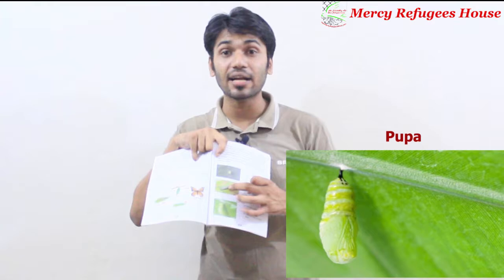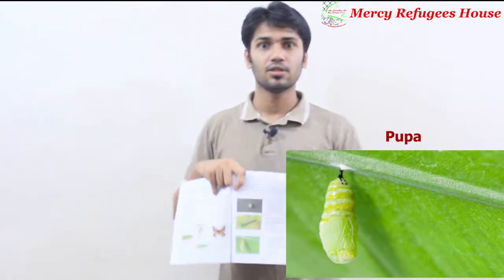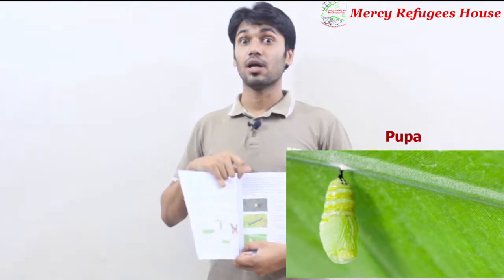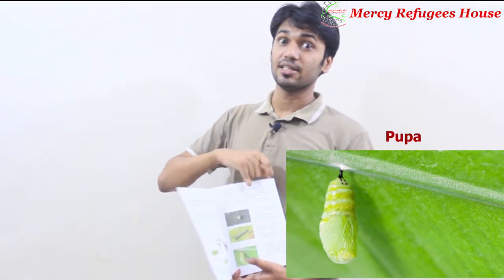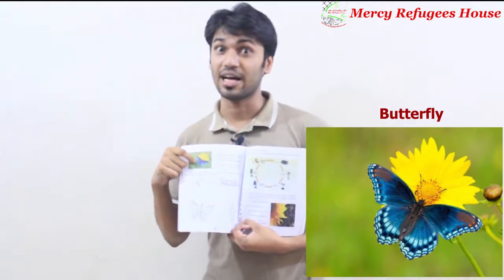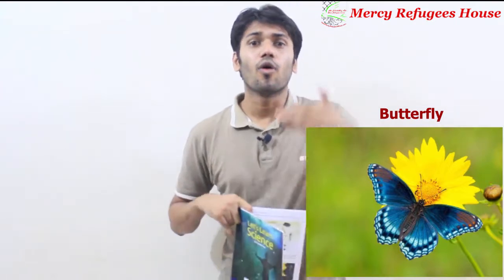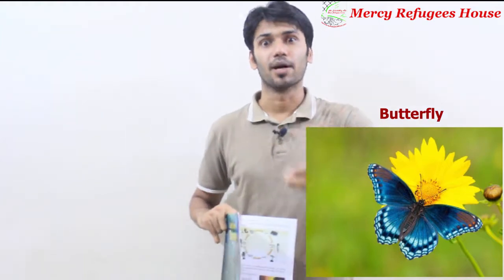And now look at this caterpillar. It went into this pupa. It is inside it. And it will stay here for months. By months I mean sometimes 1.5 months, sometimes more than a month, perhaps 2 months. And finally they become a butterfly. Look at this one. This is the adult butterfly.